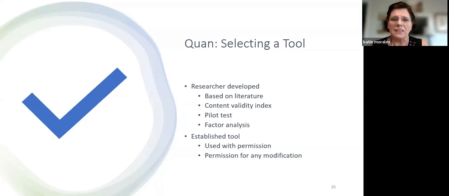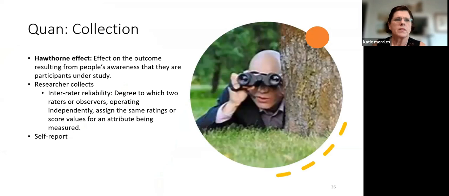Then you can do a pilot test. And then when you actually use the tool, you can perform factor analysis, much like we do exam reviews. Think about how you know a question's solid or not. If it's an established tool, we want to make sure we have permission to use it. And then I can't stress this enough. We have to get permission for any modification. So if you're saying this is an established tool and here's the Cronbach's alpha is this, but then you change a question, your results will not be the same because now you've changed the instrument. So we need permission to change an instrument.